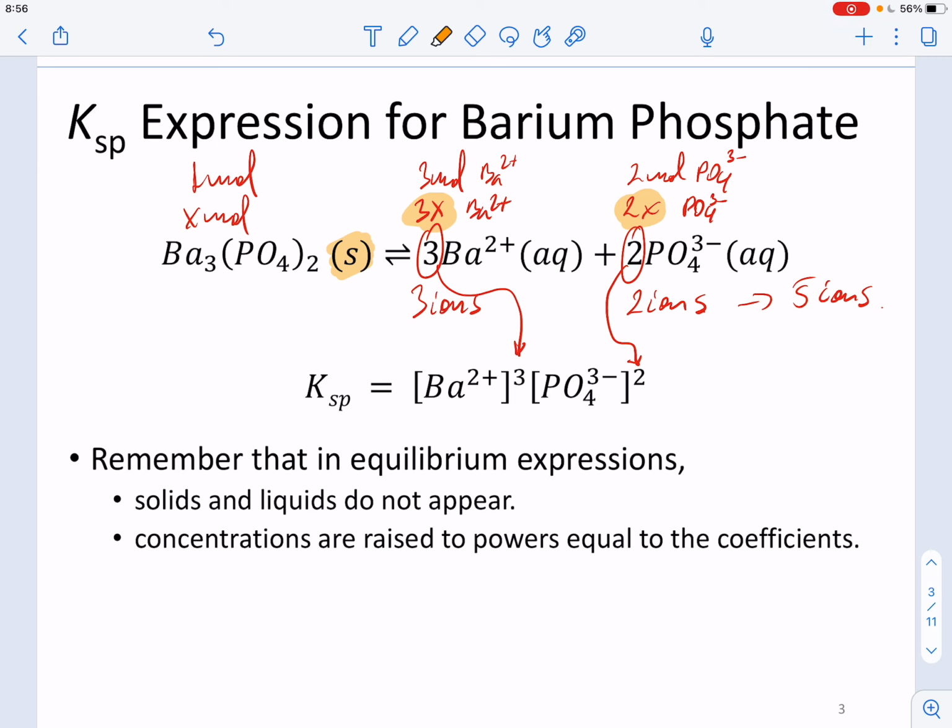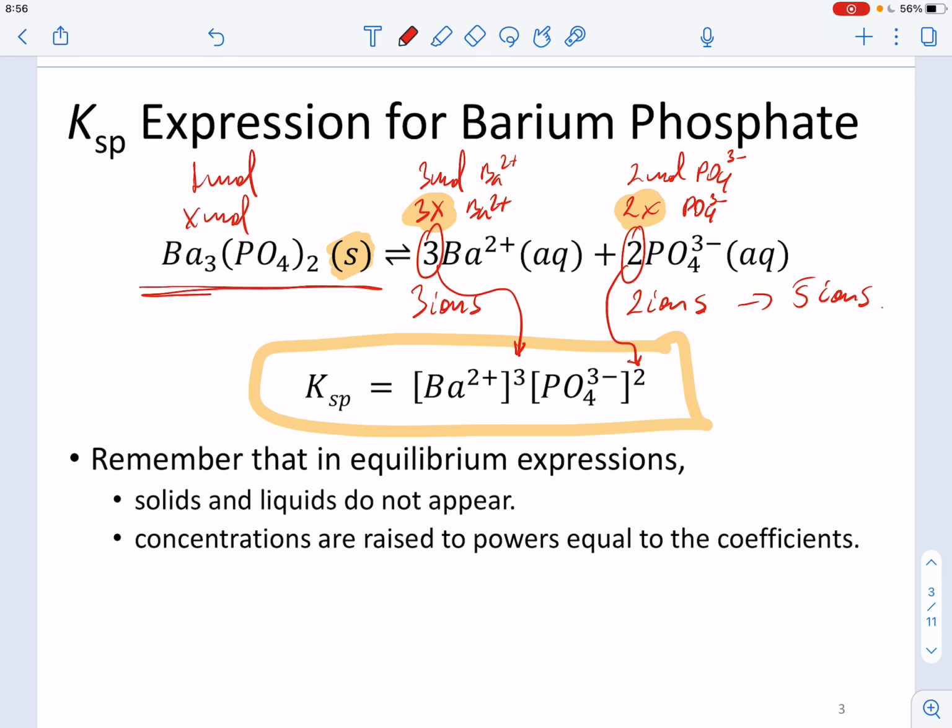Okay, so the expression for KSP is going to be this one, the product of the ions raised to the power of the corresponding stoichiometric coefficients. Remember, you have a solid on the left side of the reaction, so it does not appear in the KSP expression. It's a heterogeneous equilibrium. Solids and liquids are not considered in the expression. And remember, you have to pay attention to the stoichiometry.